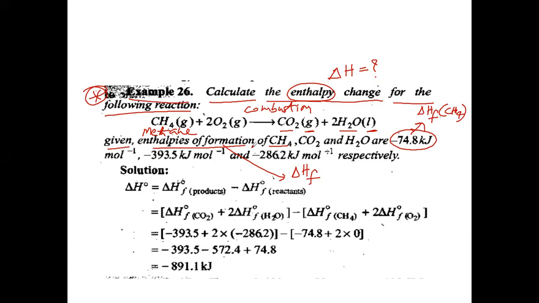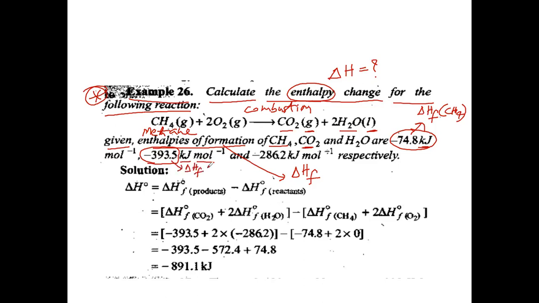First try to listen and understand the problem. I will send you the PDF. So the enthalpy of formation of methane is given as minus 74.8 kilojoules. And the enthalpy of formation of CO2, how much is given? Minus 393.5 kilojoules per mole. That is the enthalpy of formation of CO2.